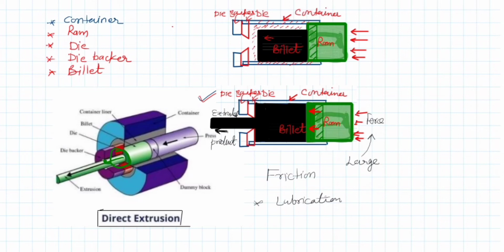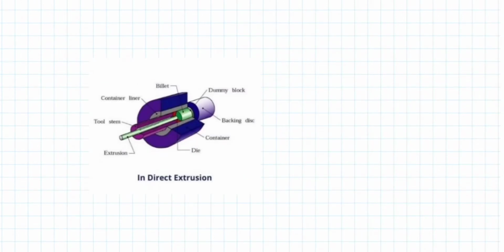Now this problem can also be minimized by using the second type of extrusion process, which is the indirect extrusion process. Here, if we look closely, the first view shows that the direction of the force applied on the piston or pressing stem is this, and the direction in which the extruded product comes out is this. These are in opposite directions. That is why it is termed the indirect extrusion process.